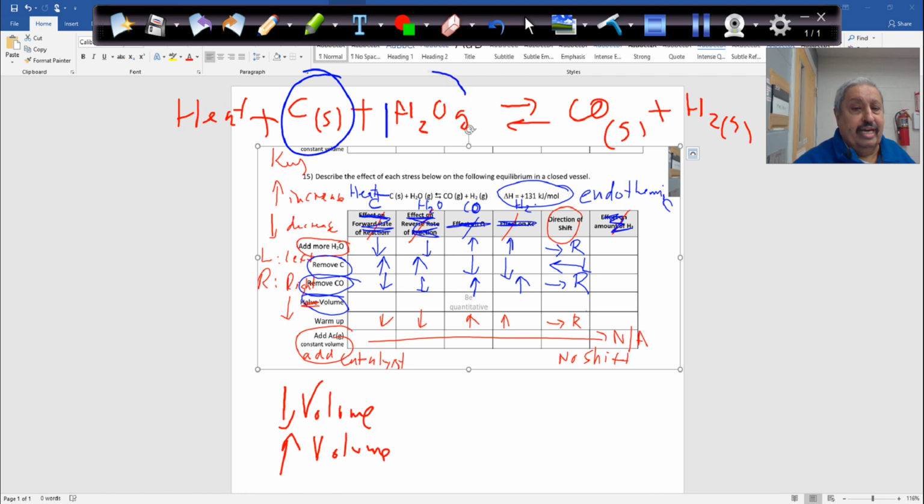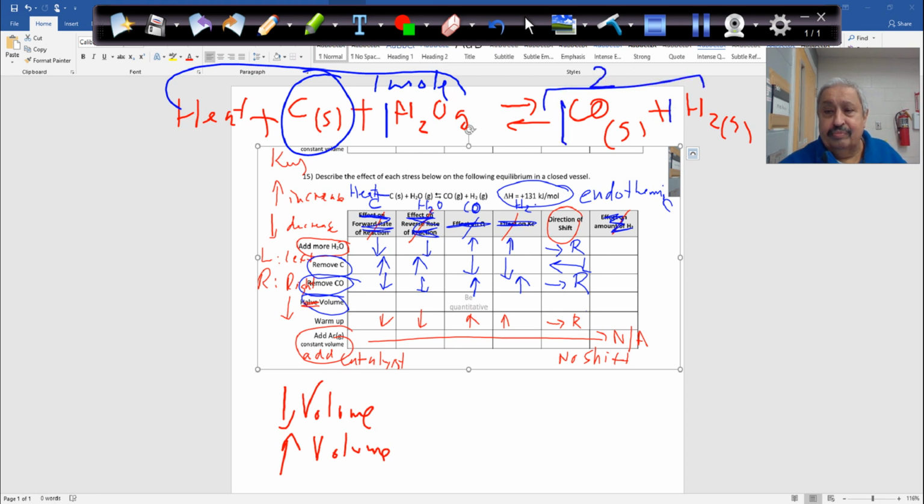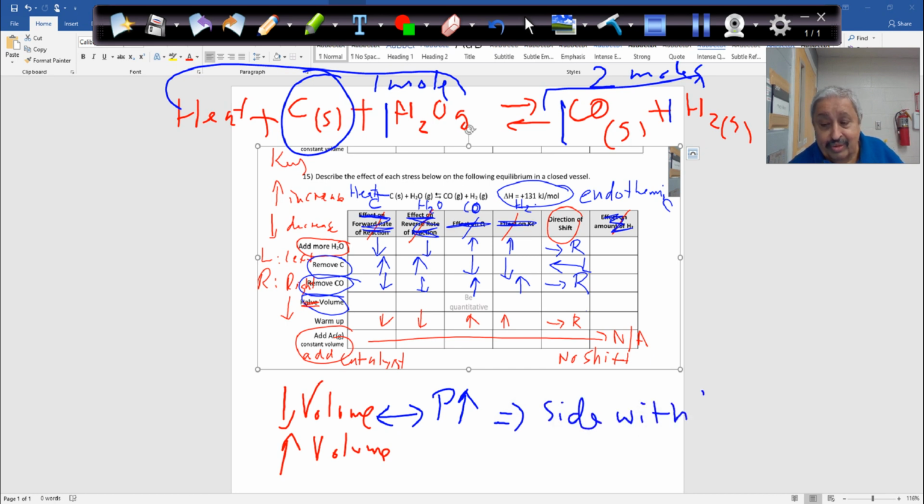I have 1 mole here. So the left side has 1 mole. This side is 1 plus 1 is 2 moles. So if you decrease the volume, according to Boyle's gas law, you increase the pressure. When you increase the pressure and decrease the volume, it will go to the side with the least number of moles. Correct? The least number of moles where? This is 0 mole, because solid is not changing. Only gases you consider. So between 2 and 1, the shift will be to the left.